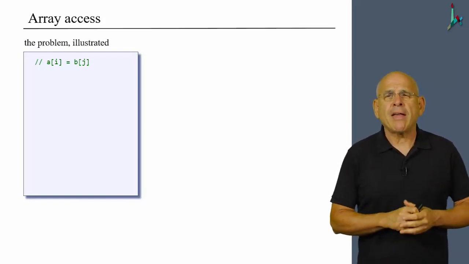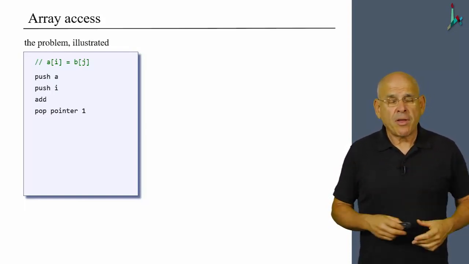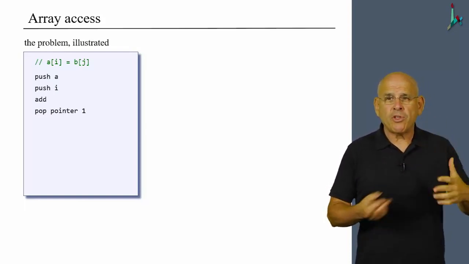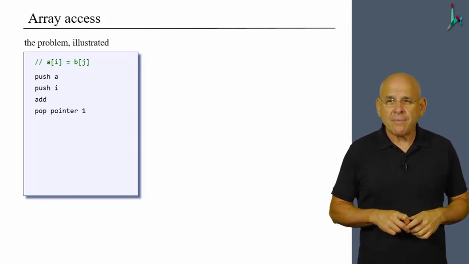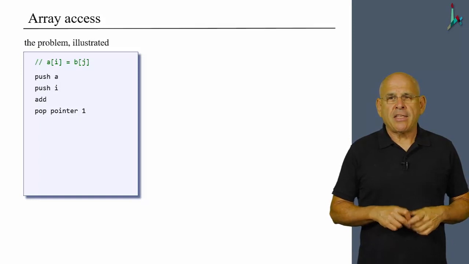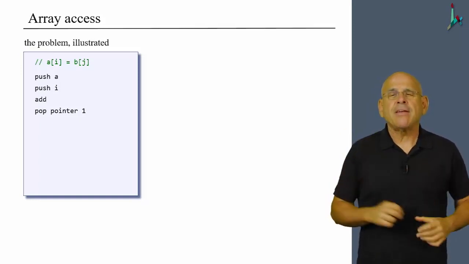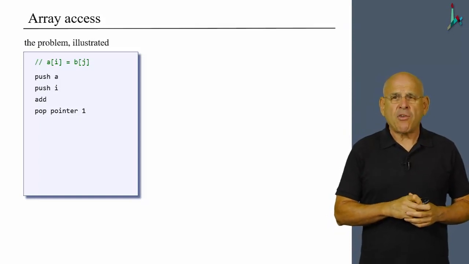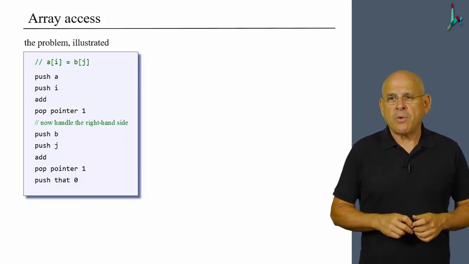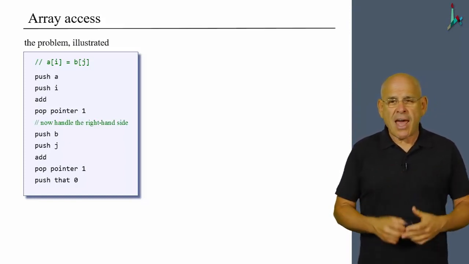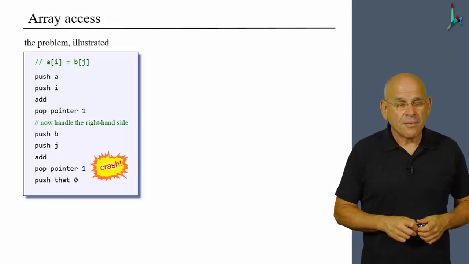Suppose we want to compile a[i] = b[j]. Well, following what we did before, we push a, push i, add, pop the result into pointer 1. And this will align that 0 with a[i]. And then we turn to the right-hand side. We push b, push j, add. And again, we pop onto pointer 1.